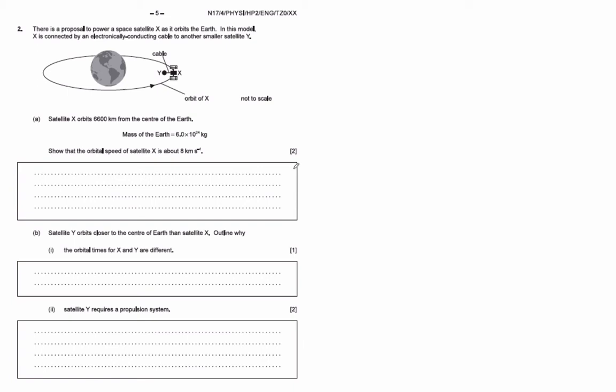The satellite cable. All right. There's a proposal to power satellite X as it orbits Earth. In this model, X is connected by an electronically conducting cable to a smaller satellite, Y. Satellite X orbits 6,600 kilometers from the center of the Earth, right? So the radius is 6600 times 10 to the third, because it's kilometers, right?